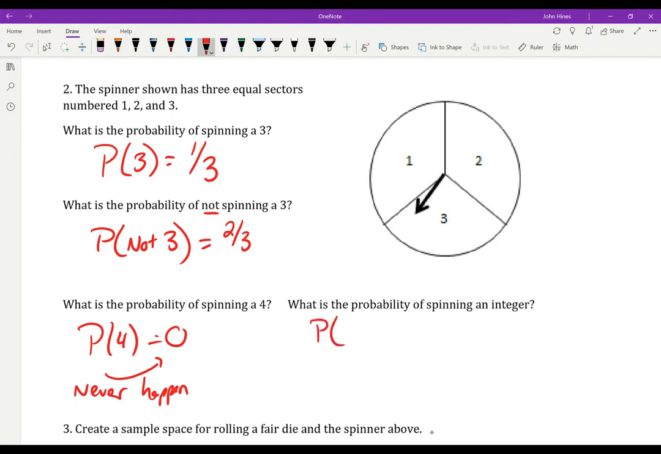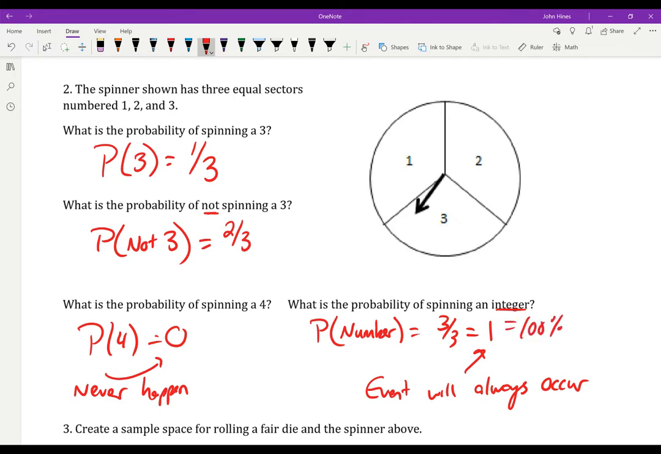What's the probability of spinning an integer, of spinning a number? Well, that's 3 out of 3, which is 1. If I have a probability of 1, that means the event will always occur. I will always land on a number, 1, 2, or 3. The event will always occur. I don't know if someone right now is saying, well, you can land on the line between them. I'm going to land on one of them. The event will always occur is a probability of 1 or 100%. If something has a probability of 1, it always occurs.